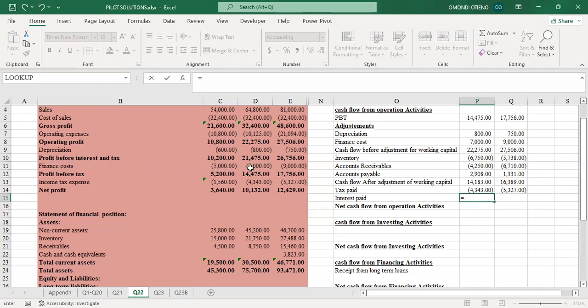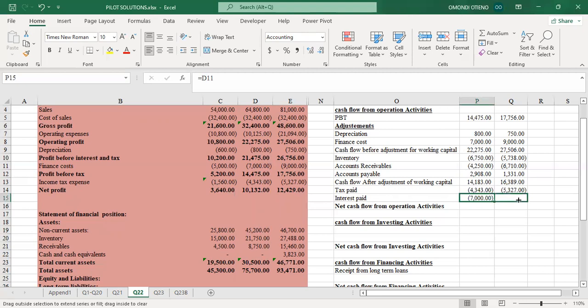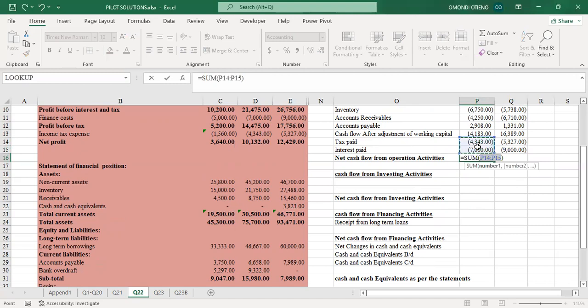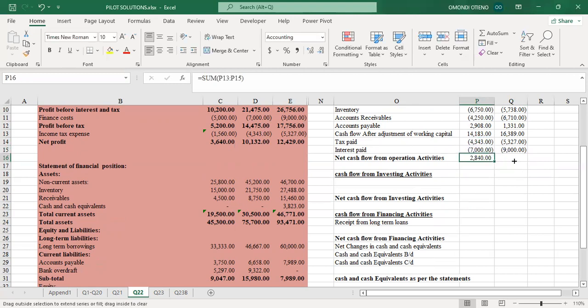We do the same to interest, which is now the finance cost. Remember, they are cash outflow. That's why we indicate the negatives which are there. So we now want to get net cash flow from operating activities. Net cash flow from operating activities is now the summation of all those figures. So that is what we are going to have as our net cash flow from operating activities.